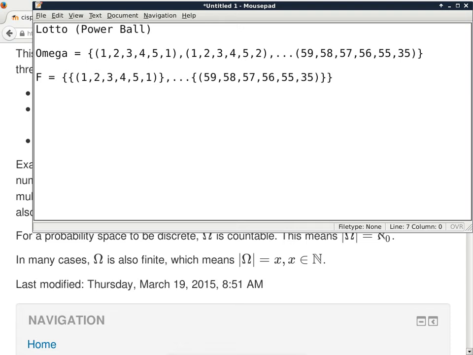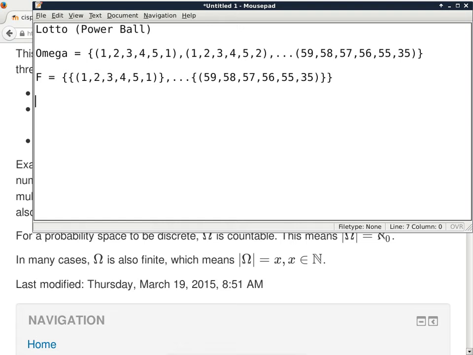Exactly. Yep. All right. So F is not the same as omega. Each element of F is a set of elements from omega. In this case, I'm modeling the way of playing Powerball Lotto by saying I'm only interested in buying one ticket at a time. What if I'm interested in buying 2 tickets at a time? Well, then each set will have 2 elements, each being an element from omega. Is that making any sense?